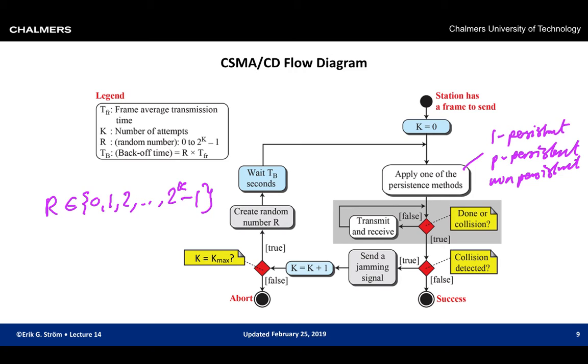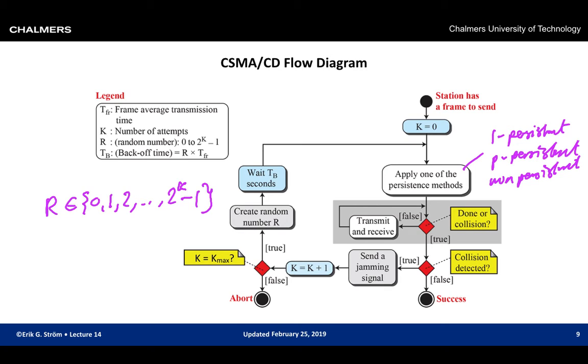Okay, so for every time a node detects a collision, it increases the maximum backoff time, so then we increase the probability of success for the next retransmission. If there is still a collision, it means that maybe the maximum backoff time was not long enough, so we increase that, and we increase that, and so forth.